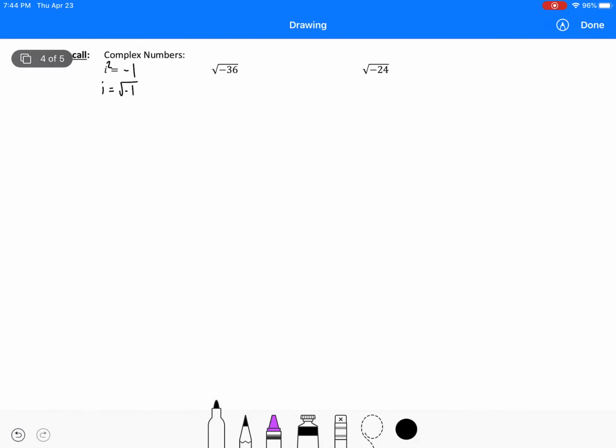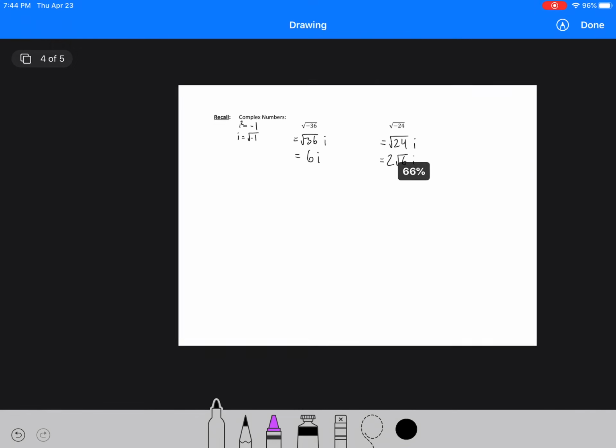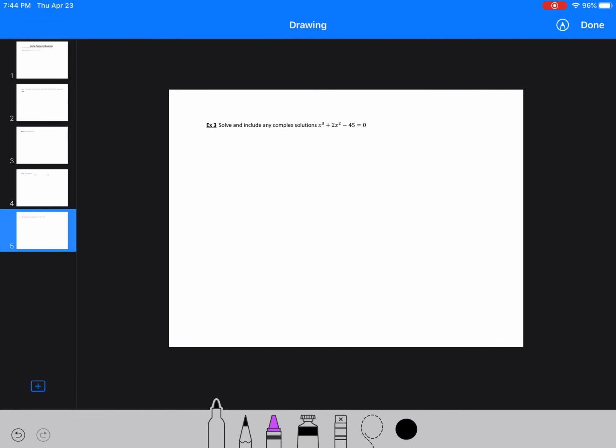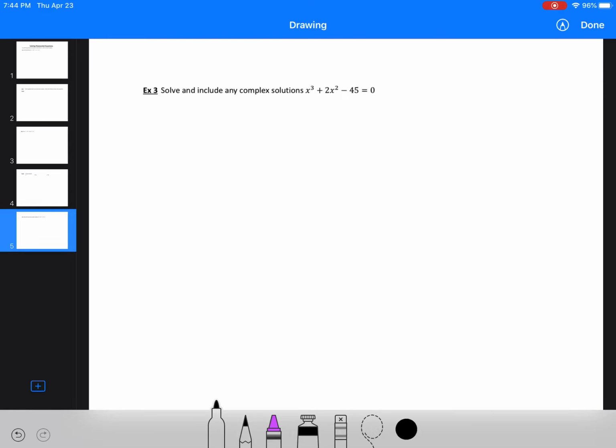So with something like the square root of negative 36, this can be equal to the square root of 36i, which is equal to 6i. Same thing here. This is root 24i. And then if we were to reduce that, that would be 2 root 6, since root 4 times root 6 gives me 24. So 2 root 6 i, or 2i root 6. The i gets rid of the negative. That's going to be something like this.